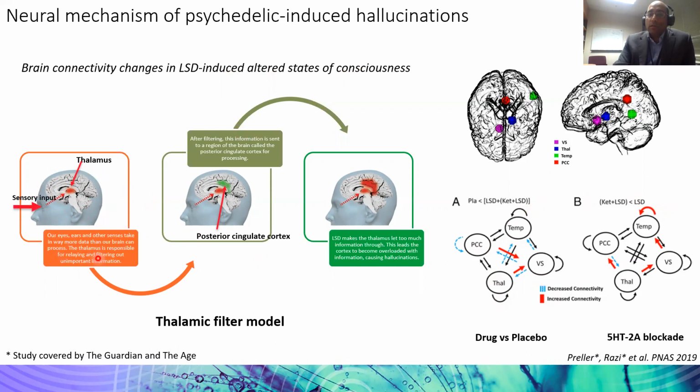What we found is that there's a part of the brain called the thalamus, which acts as a filter. The thalamus is a subcortical region which receives all the sensory input, and then passes it on to the cortex where all the cognitive processing is done. What happens under LSD is that this thalamus is letting in a lot more information than it usually does under normal circumstances. The cortex is getting a lot of information, and this results in an overload of information in the cortex, and this results in hallucination.